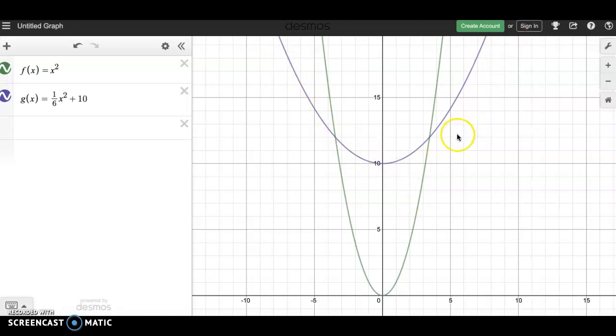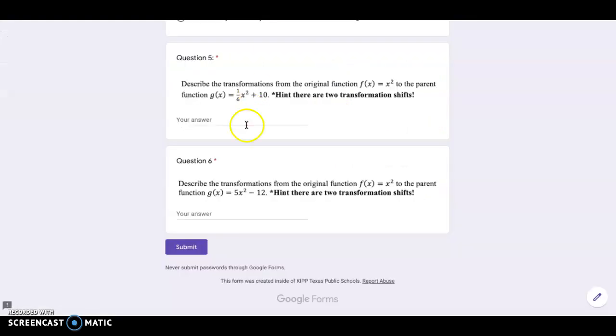It got wider. So we would say the parent function, because the parent function is this one, g(x), shifted vertically up 10 units, and the graph got wider. That's it.